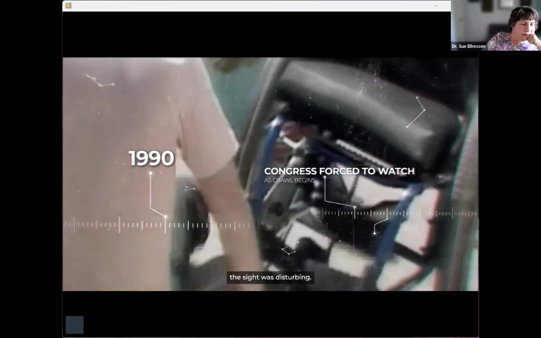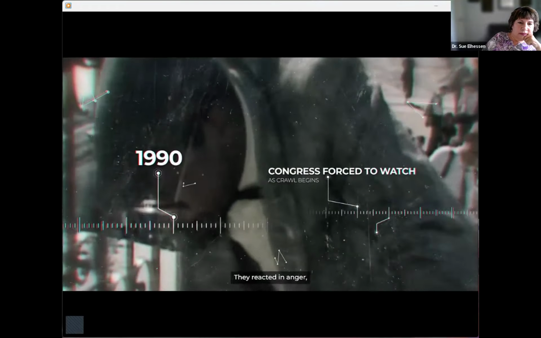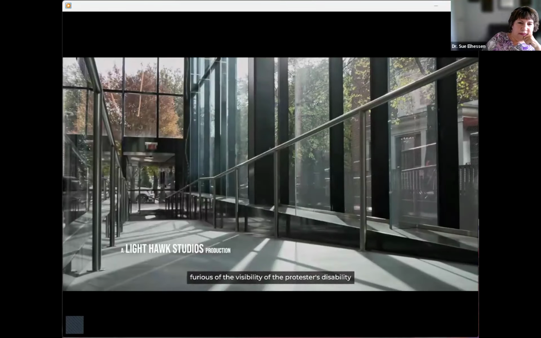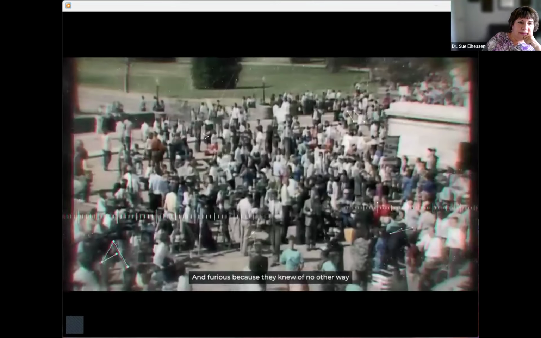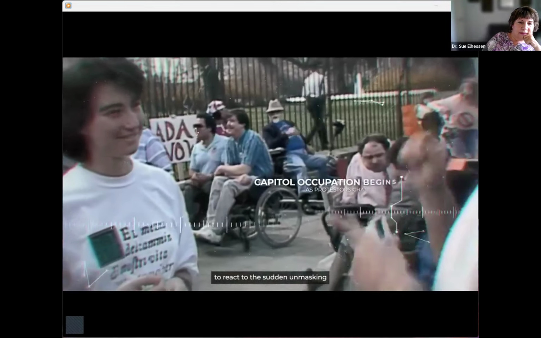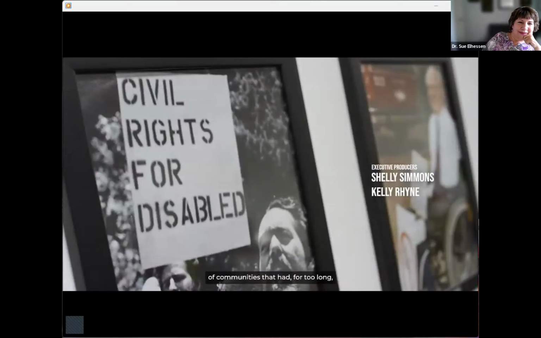For many congressmen, the sight was disturbing. They reacted in anger, furious at the visibility of the protesters' disability, and furious because they knew of no other way to react to the sudden unmasking in broad daylight of communities that had for too long been hidden away.